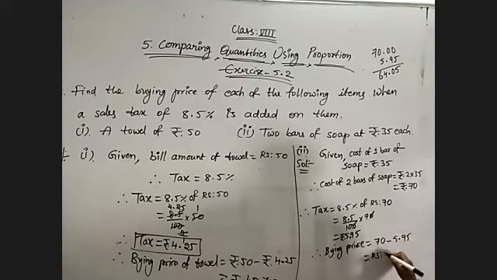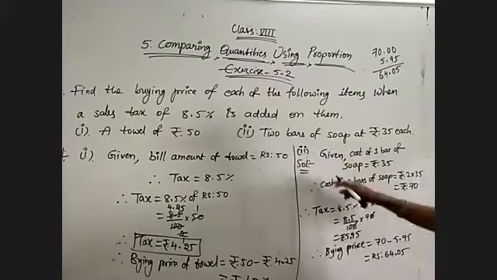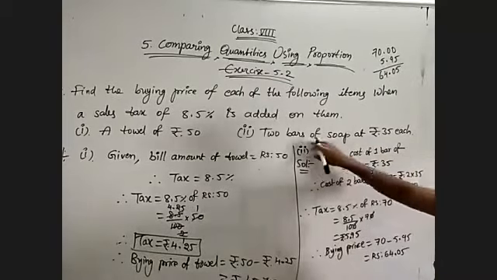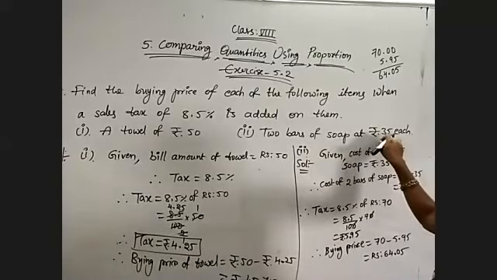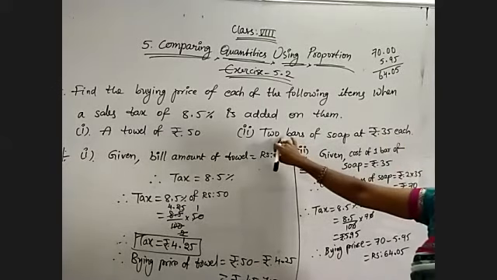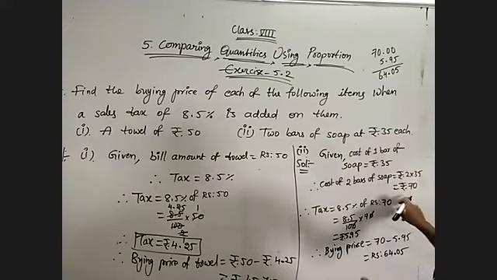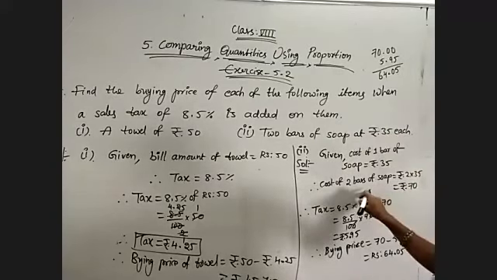64.05 rupees is the buying cost. I put 2 bars of soap. So just don't get confused. Here, only 1 bar is 35 rupees, but they have given 2 bars of soap. 2 bars of soap is equal to 2 into 35, that is 70 rupees, which is the bill amount.